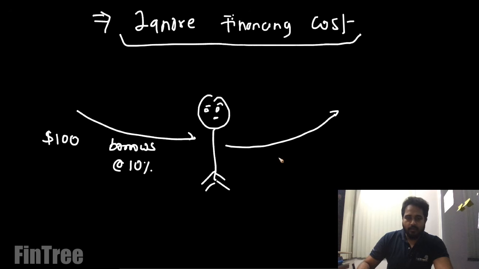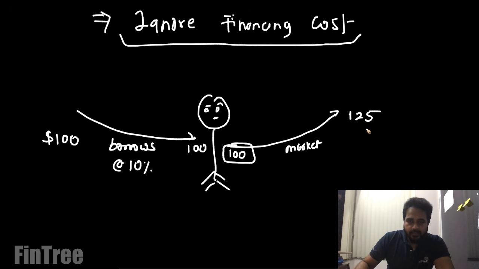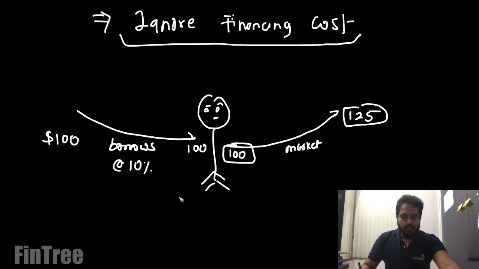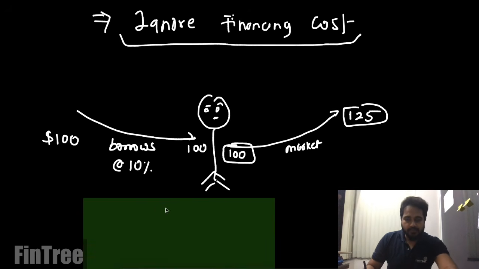Now he takes that $100, so he has that 100 with him, and he puts that into some sort of an investment vehicle, and by the end of the year he's been able to generate 125. He invested 100 and by the end of the year he received 125. Based on this information, I want you to calculate the NPV for this particular project.